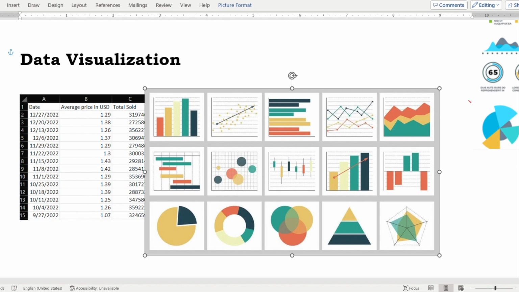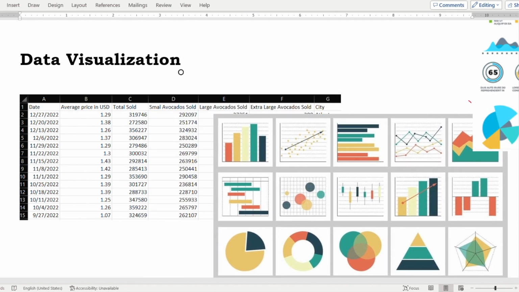So the first real life use of data visualization is tracking. The first one is tracking.